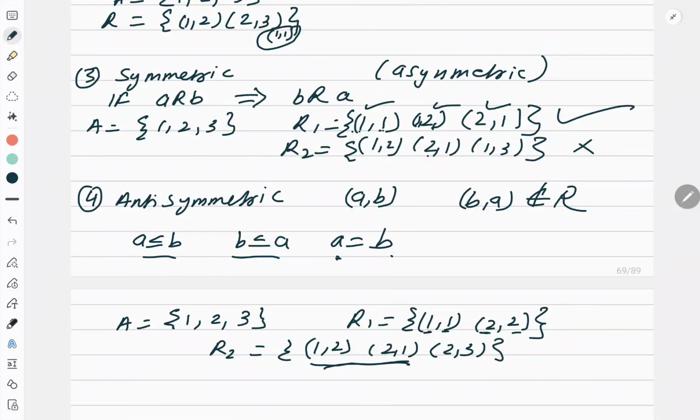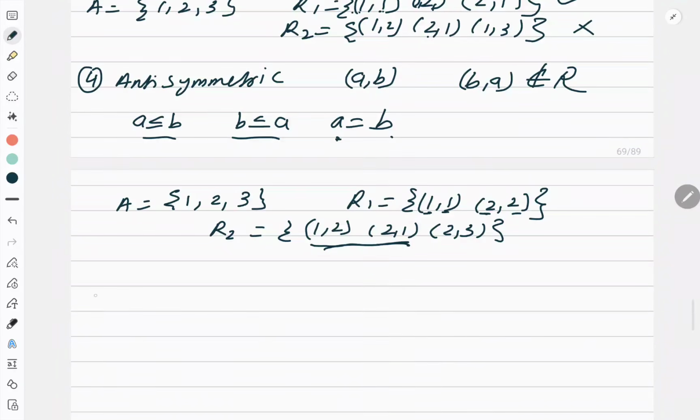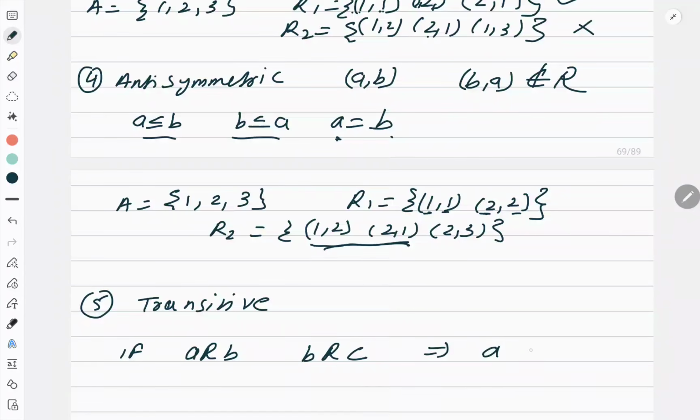Now the next thing is transitive. The next property which we have is transitive. So these are the properties of relations. Now what is transitive? Transitive says if A is R related to B and B is R related to C, then A is R related to C. If this happens, then only it is transitive.